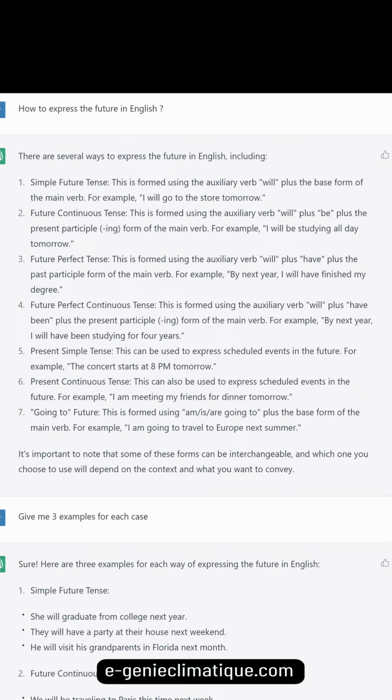Going to future. This is formed using am, is, are going to, plus the base form of the main verb. For example, I am going to travel to Europe next summer. It's important to note that some of these forms can be interchangeable, and which one you choose to use will depend on the context and what you want to convey.